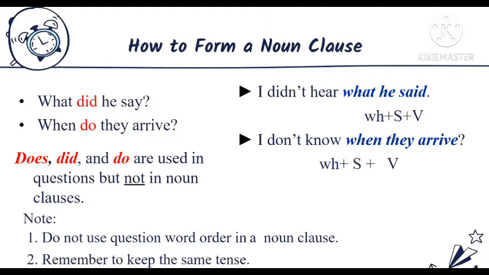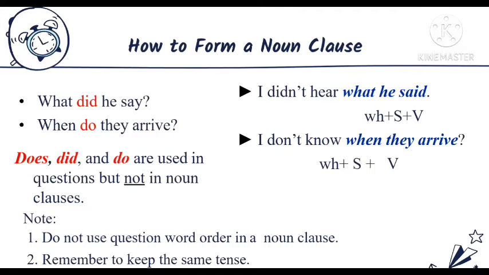And the second one is, when do they arrive? This is also an interrogative sentence, and the answer is, I don't know when they arrive. When is the question word, they is the subject, arrive is the verb.